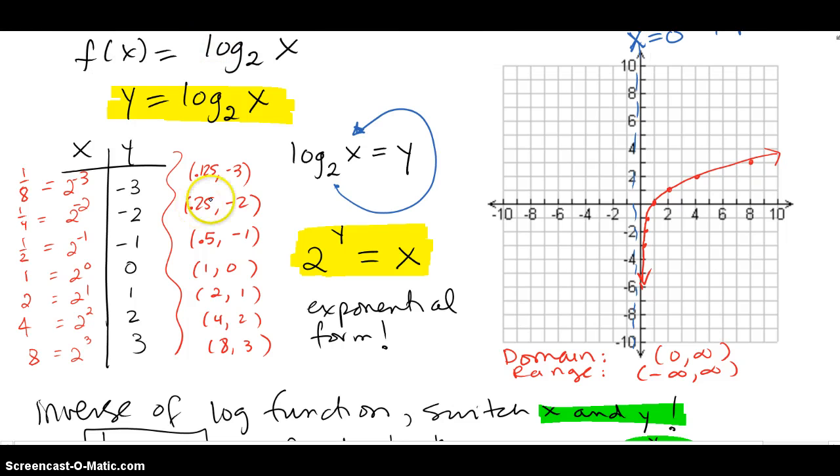All I would really need to do is switch these x and y values, because remember how we get inverses of each other. I just take the ordered pairs and I switch them, and it gives me a reflection about the line y equals x. So I'm going to switch all these ordered pairs to get my graph for my exponential function.